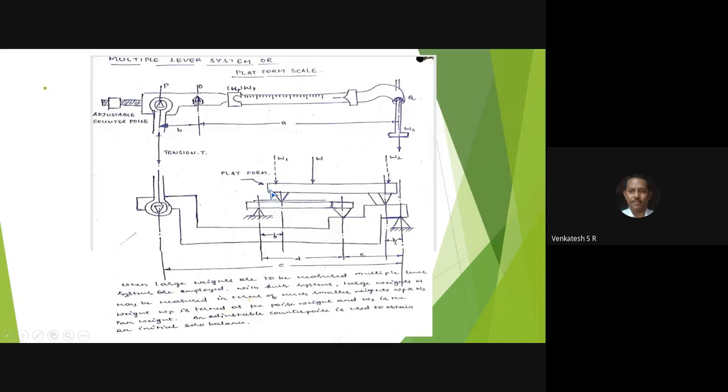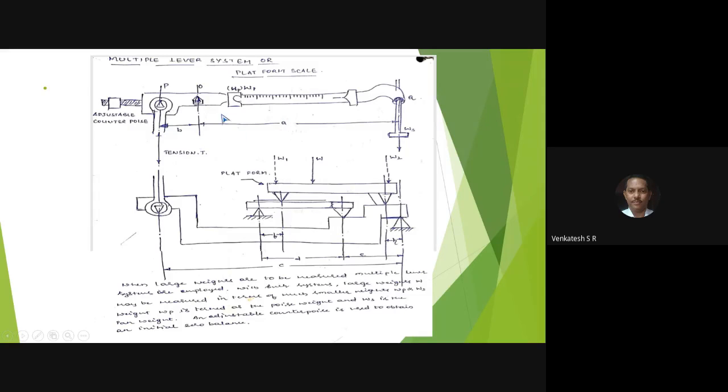This platform is of dimension 1.75 feet by 2 feet. Imagine the width. Then you keep the rice bag or sugar bag anywhere on the platform. All of you observe here, W1, W2, W1 plus W2 divided by 2 will give you the weight W. So that is the advantage of using the platform scale. If you keep the rice anywhere on the platform, you will get accurate measurement.